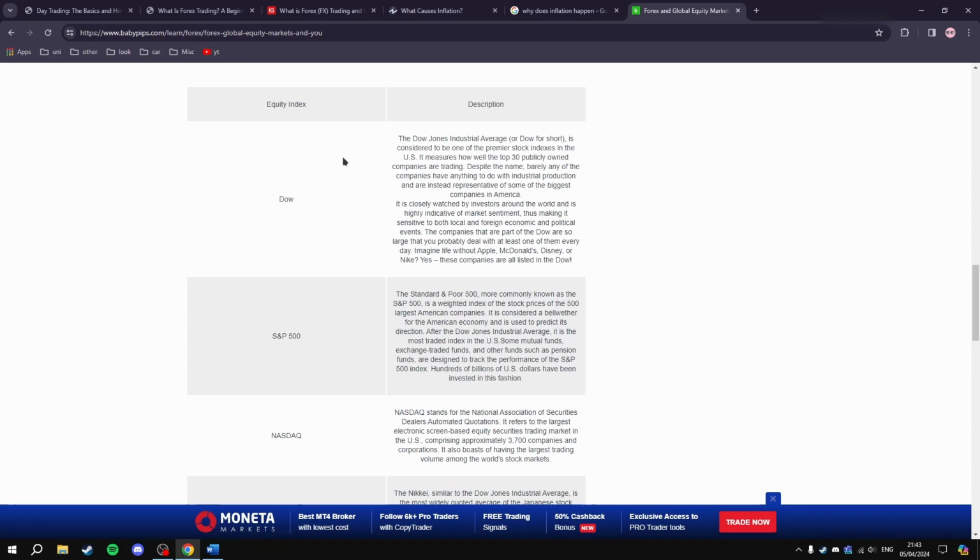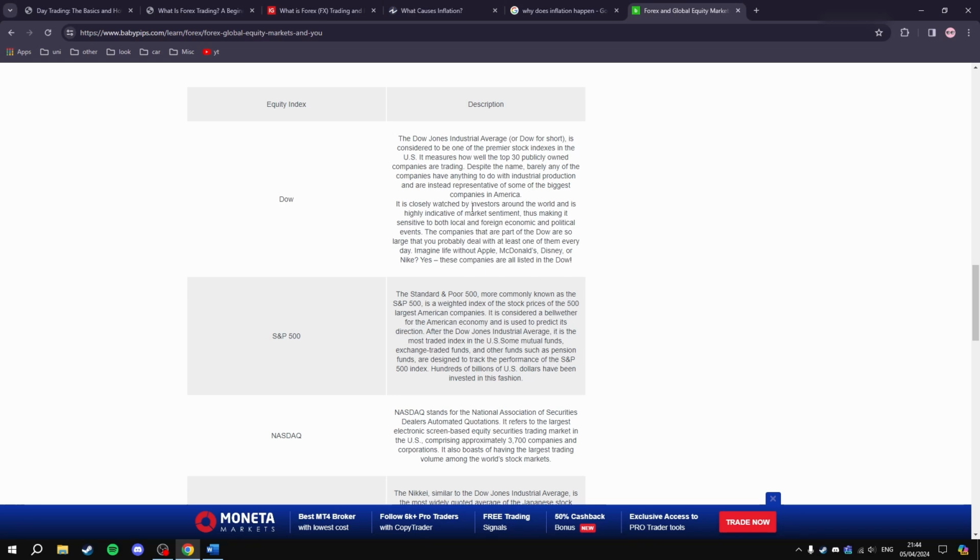Equity index, Dow. The Dow Jones Industrial Average, or Dow for short, is considered to be one of the premier stock indexes in the US. It measures how well the top 30 publicly owned companies are trading. Despite the name, barely any of the companies have anything to do with industrial production and are instead representative of some of the biggest companies in America.